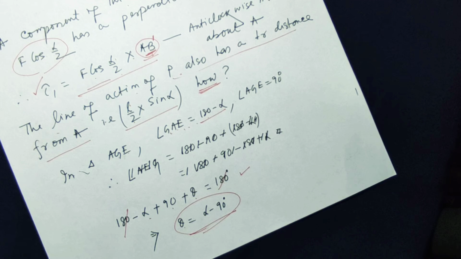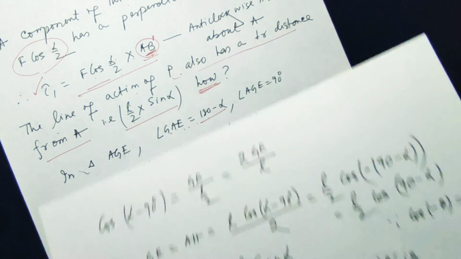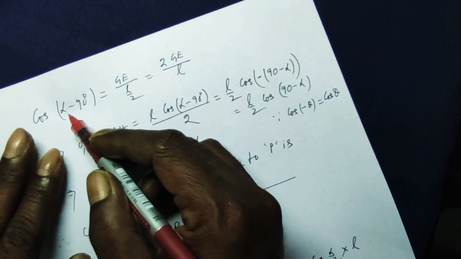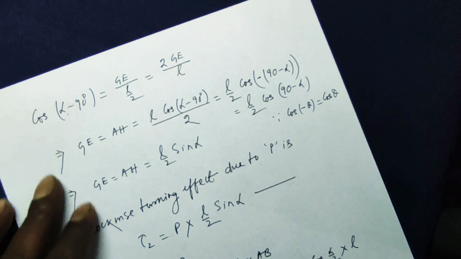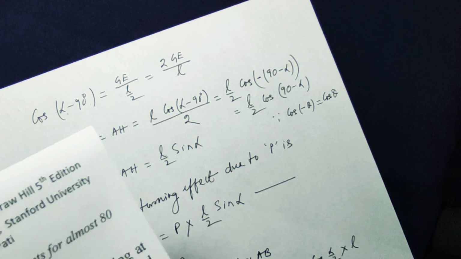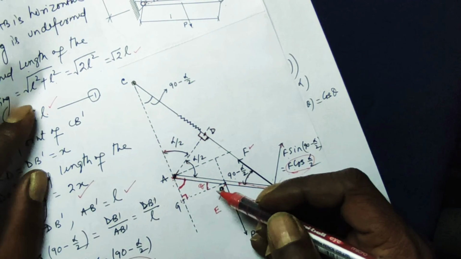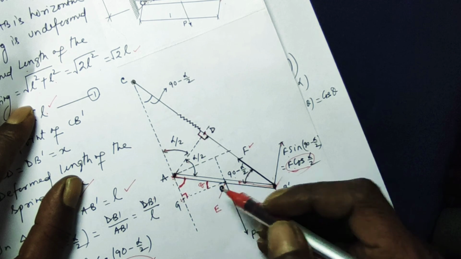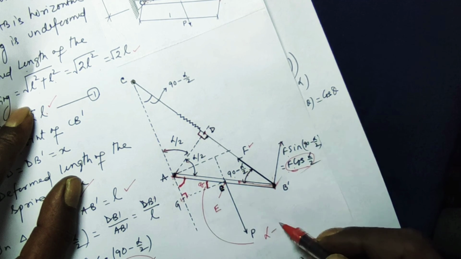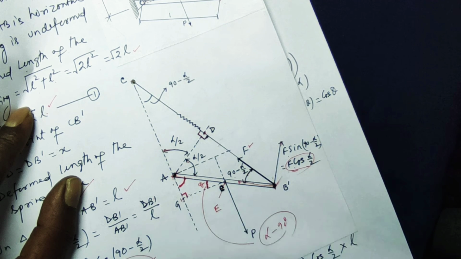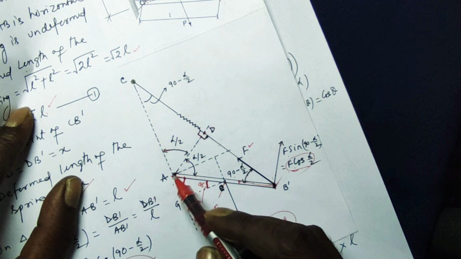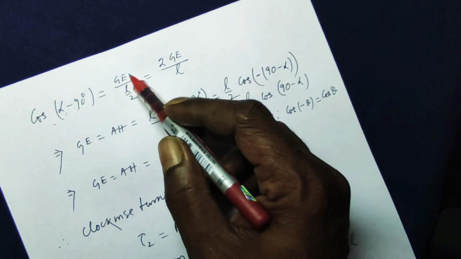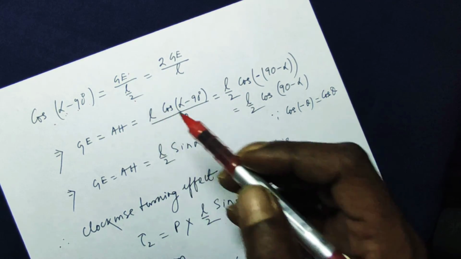Now, therefore, cos of alpha minus 90, because I am interested to find out the perpendicular distance. So cos alpha minus 90, that is cos of this angle theta I just calculated as alpha minus 90. So cos of this angle will be GE over the hypotenuse AE. So cos alpha minus 90 will be GE over the hypotenuse.